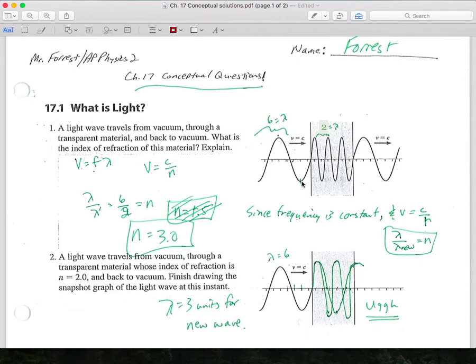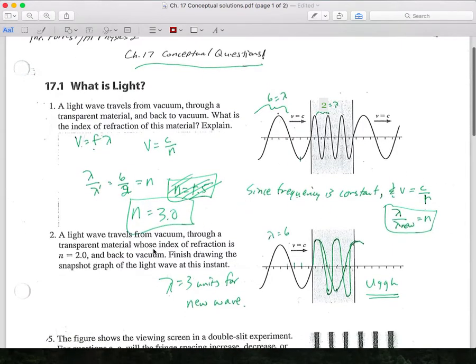This looks like the wavelength is 6, because it's 3 units from crest to trough, so it would be 6 from crest to crest. So essentially, the original wavelength over the new wavelength: it's bigger in a vacuum. That means the speed is bigger in a vacuum, using the general wave equation. So I get 6 over 2, and that means my index of refraction is 3. So it kind of explains that here.